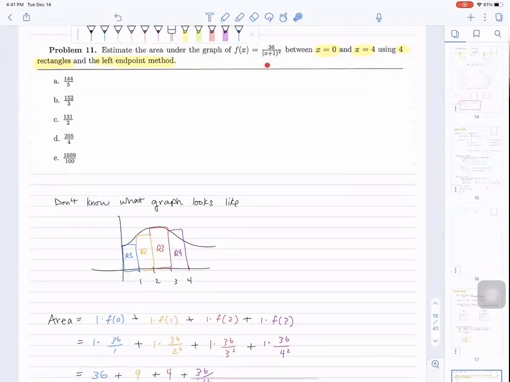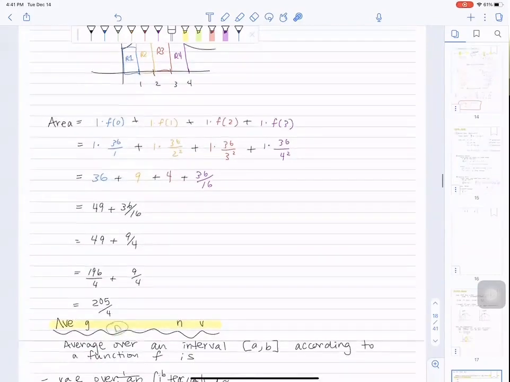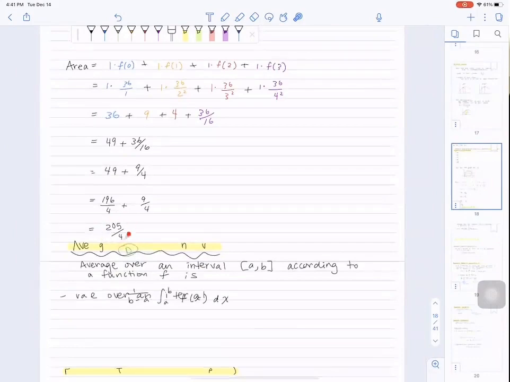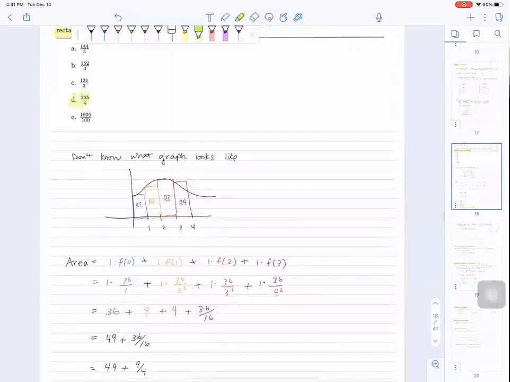If you plug in 0 for x, you get 36 over 1, which is 36. That's the blue. The orange is when you plug in 1: you get 1 plus 1, which is 2, so you have 36 over 2 squared, or 36 over 4, which is 9. That gives you the orange, 9. You would similarly plug in the others and get numbers. When you evaluate it, the area is 205 over 4. So the correct answer was D here.